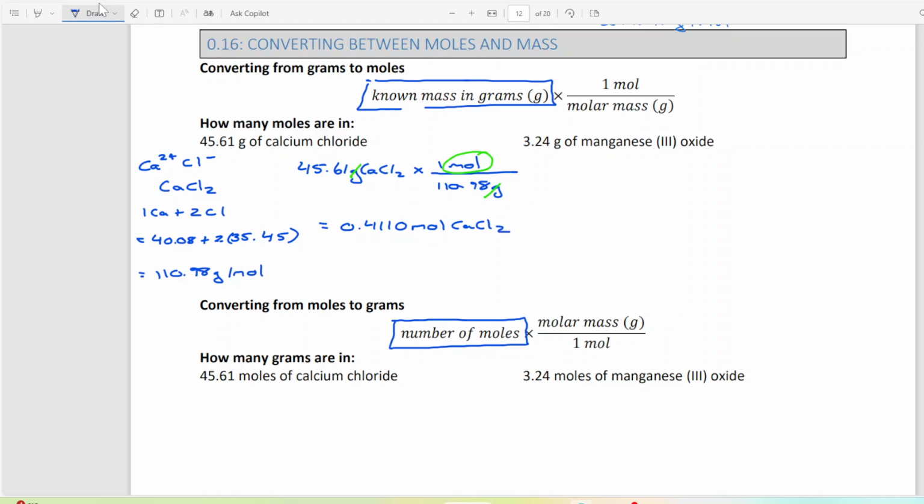All right, pause the video and then give manganese 3 oxide a go. All right, so manganese, this is a type 2 naming. So they're telling you that this is manganese 3 plus, and then we know that oxygen or oxide is going to be O2 minus. So then we're going to set this up and we are going to have Mn2O3.